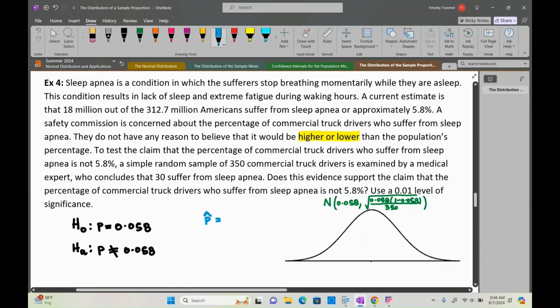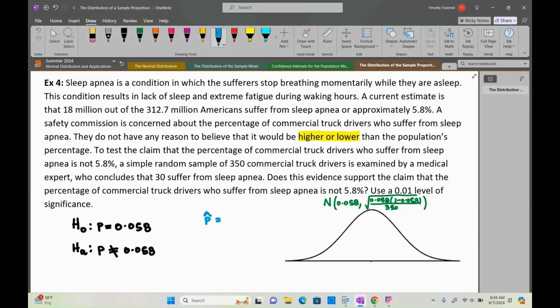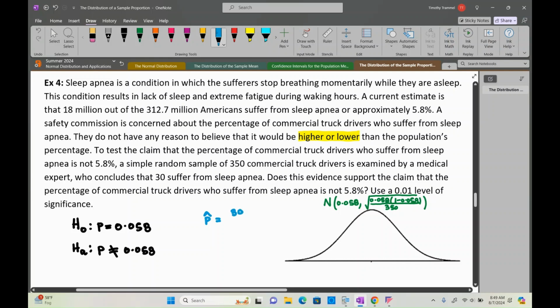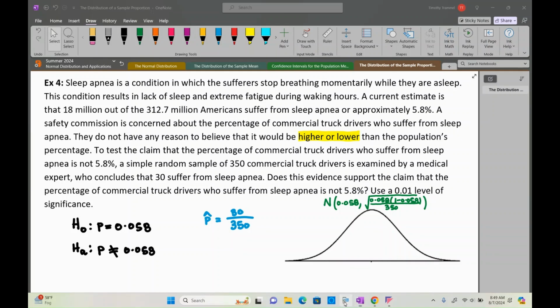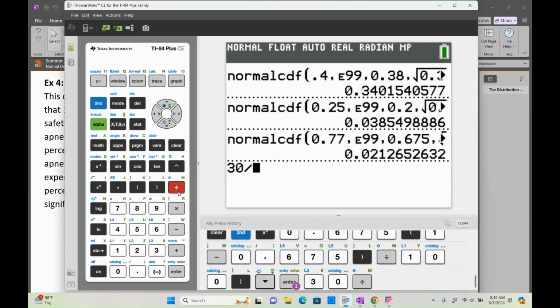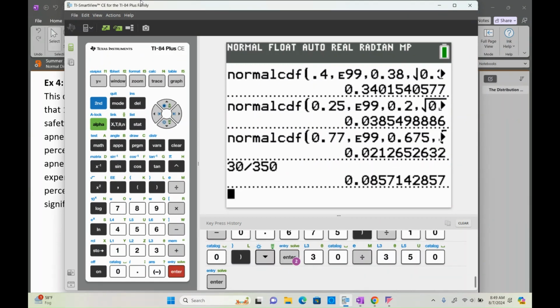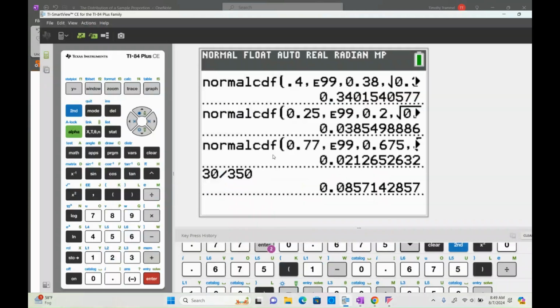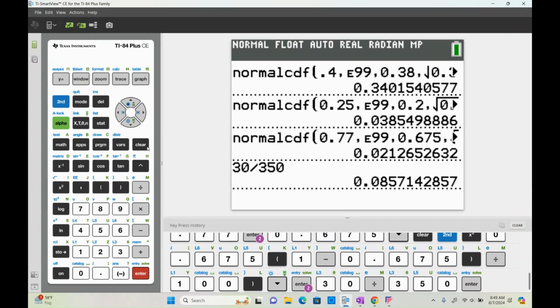And remember, p hat should be a fraction or a decimal number between 0 and 1. It may not be obvious what decimal number it's equivalent to. So here we have our 30 out of 350. Let's get an idea of the decimal approximation for 30 over 350. Let me make sure that's right. Yeah, 30 over 350. So we're getting about 0.086, let's say.